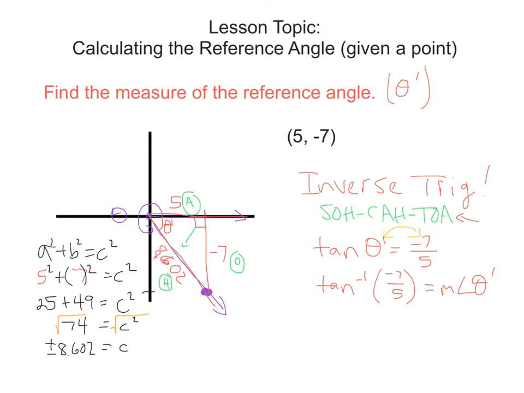When we put this in our calculator, the measure of theta prime equals, and go ahead and try this if you don't mind, what you're going to end up getting is -54.462. But here's the deal. Our measure of theta prime will always be a positive answer. So even though this says negative, we are going to change that to positive, and it is 54.462 degrees. So we've now found this angle right here, the reference angle for an angle created by the point 5, -7.